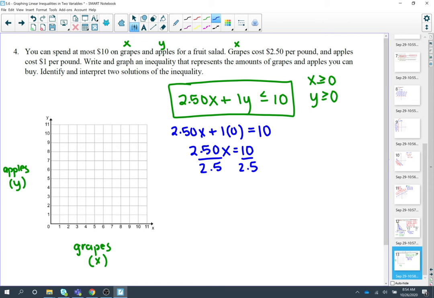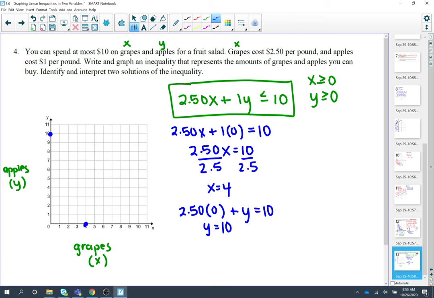And then I'm going to divide by 2.5. I'm going to grab my calculator really quick and take 10 divided by 2.5, which is 4. So x equals 4, which gives me an intercept right there. Then I'm going to substitute 0 in for x to find my y-intercept. So 2.5 times 0 plus y equals 10. This is going to go to 0, so y equals 10, which is going to be enough information to graph my line.